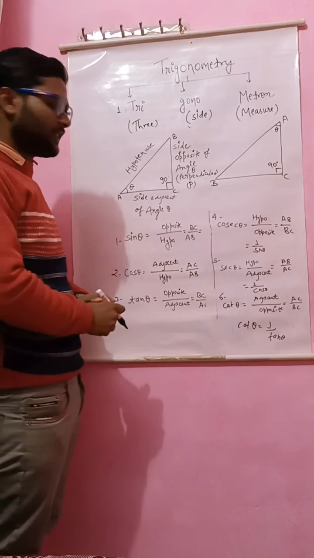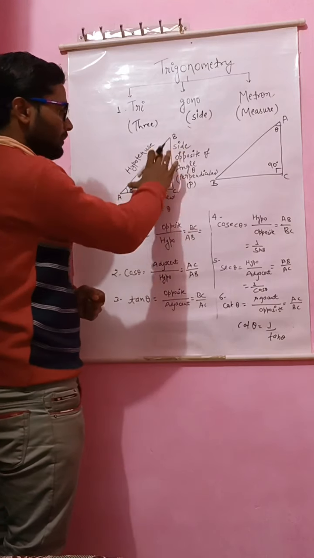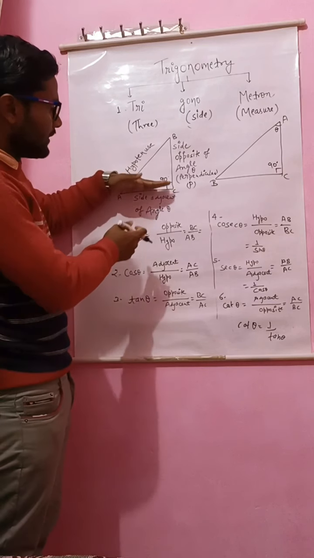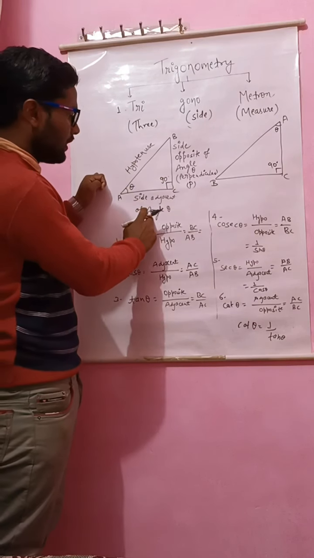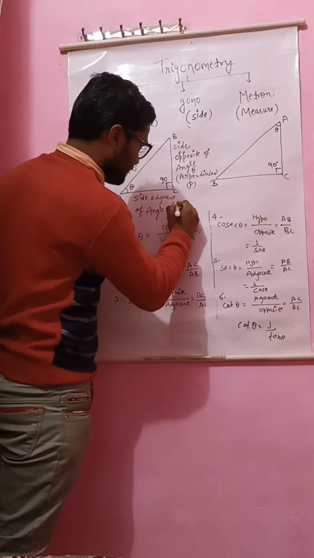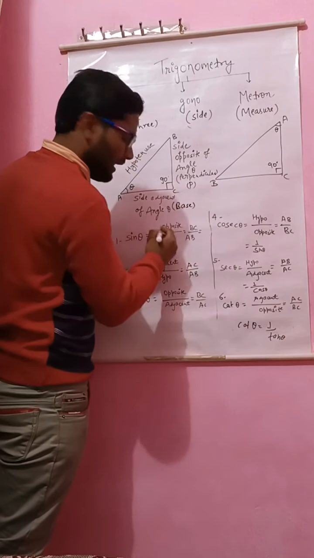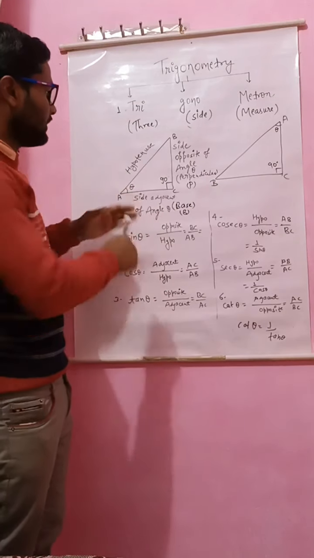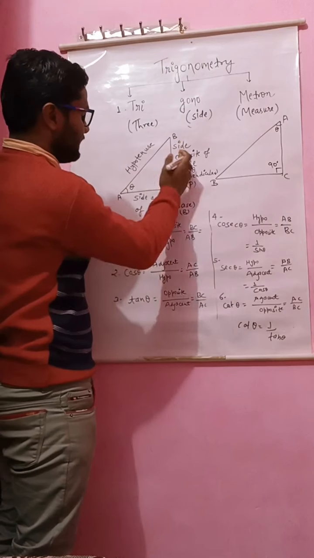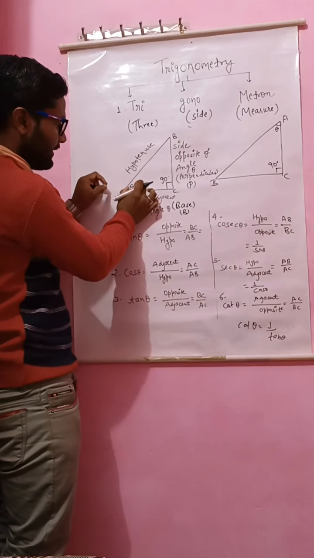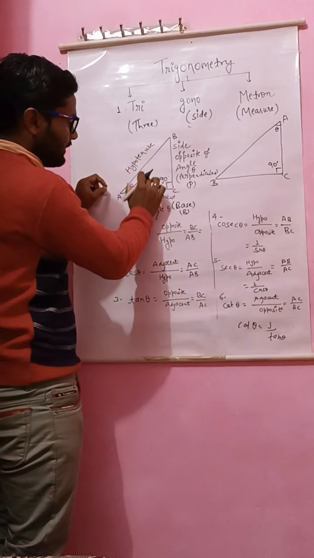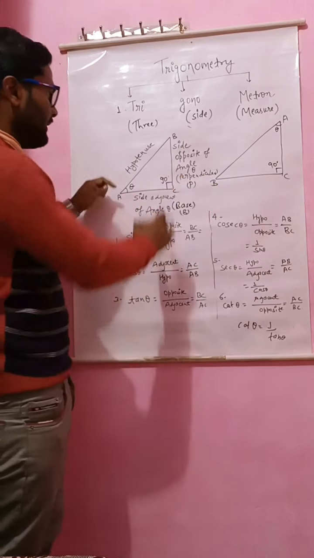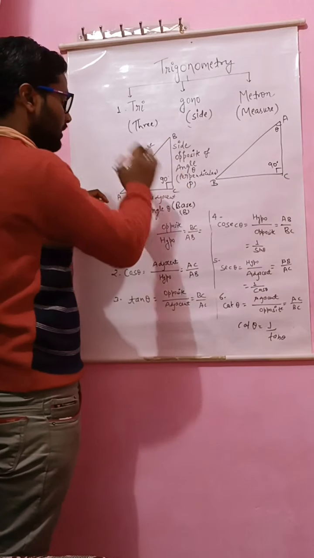Now let's discuss the sides of this triangle. The side of the triangle which is adjacent to this angle theta is called what? Base. Also it is denoted by B. And the side which is opposite to this angle theta, you see, theta is here and this is the opposite side, this is called perpendicular, and the longest side of this triangle is called hypotenuse.